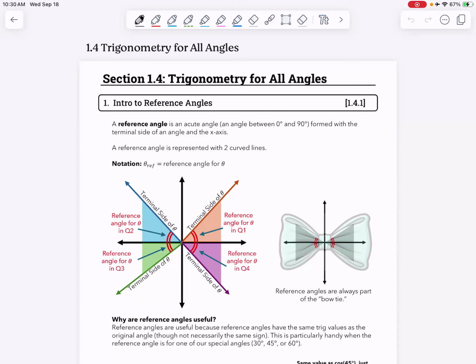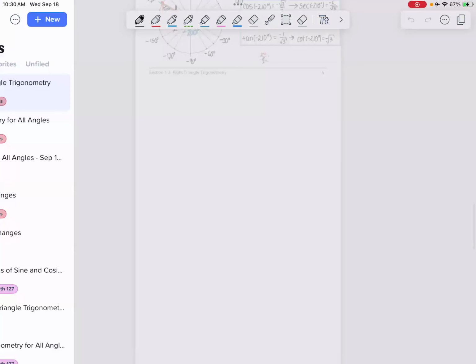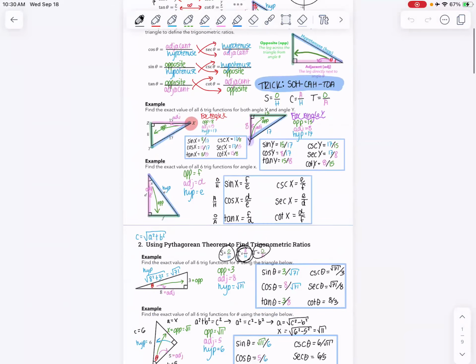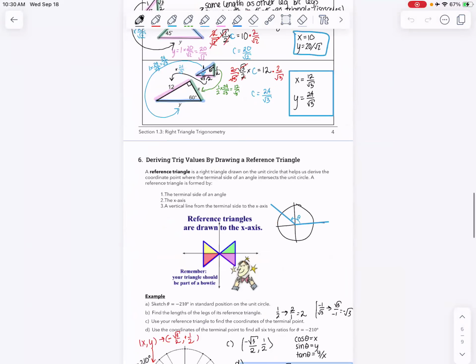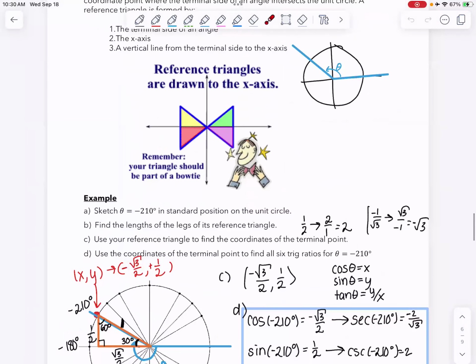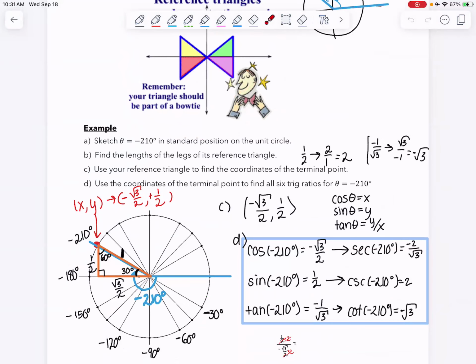Intro to reference angles. So we talked about reference triangles before. I found this fun little picture on the internet. Reference triangles are always drawn to the x-axis, so they're part of this bow tie. I'm going to use this bow tie idea for the rest of ever. I learned that new this semester, and I've been teaching for over 10 years.